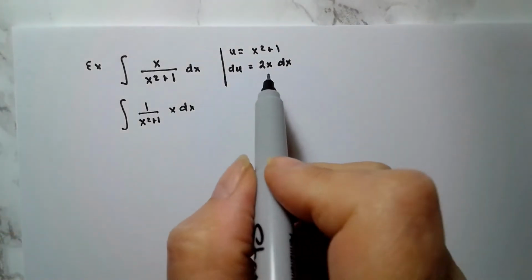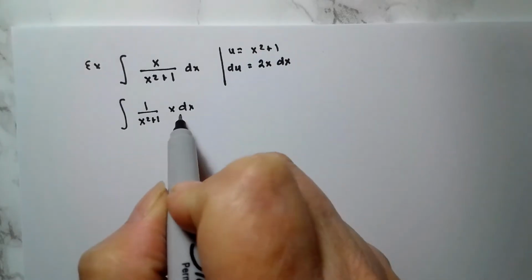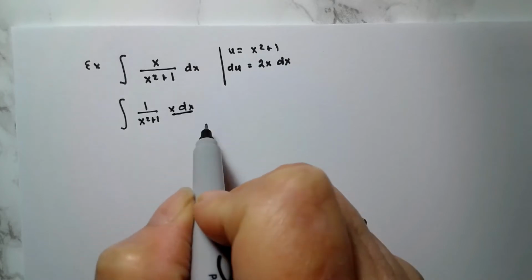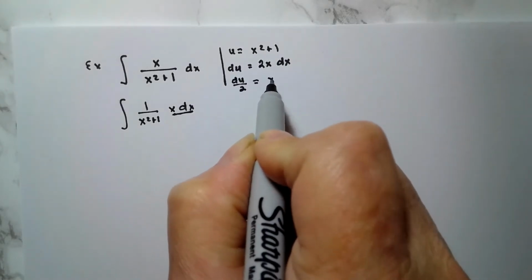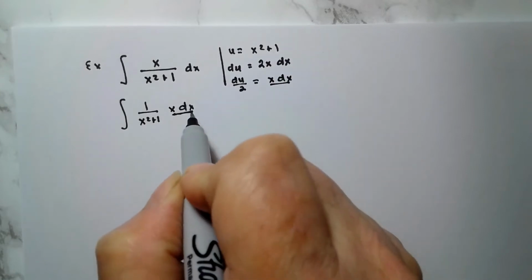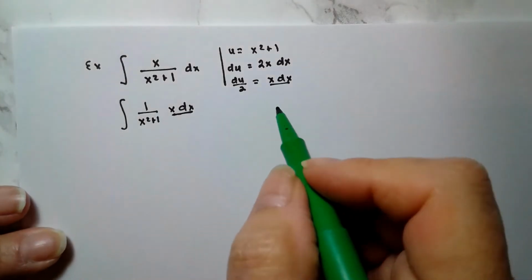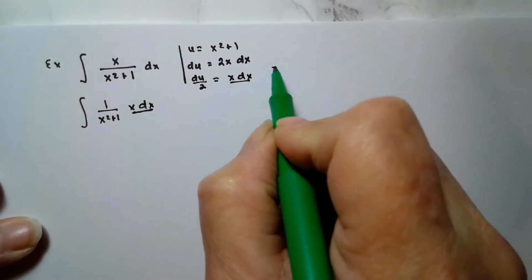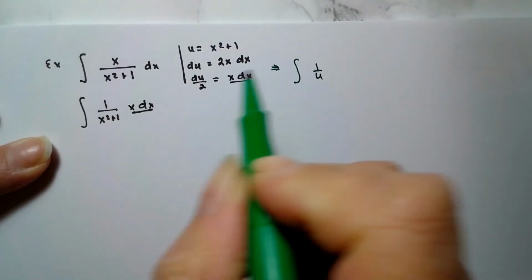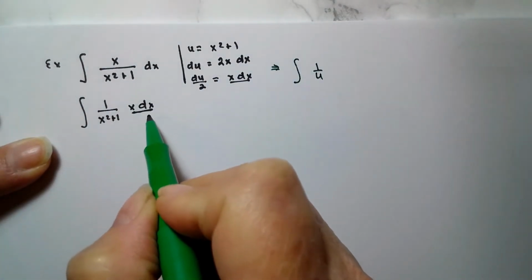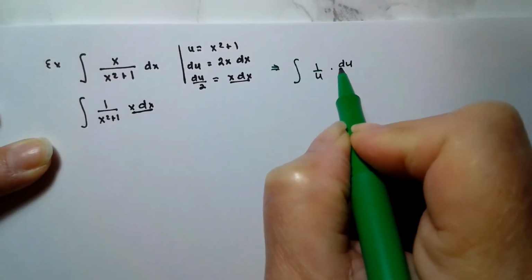I wasn't paying attention. But we're going to compensate by, again, making what's in here look exactly like this piece of the puzzle here. So I'm going to divide both sides by 2. And now this matches this exactly. So we're going to have our integral in terms of u. So we're going to have 1 over u, and we're going to replace the x dx with du over 2.